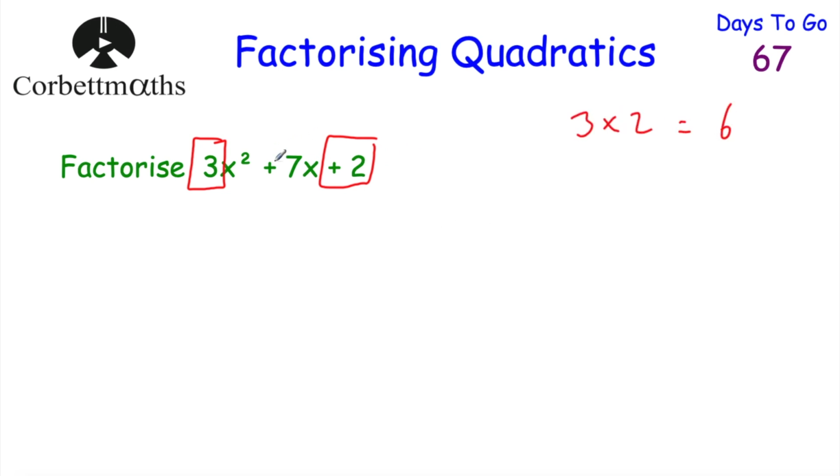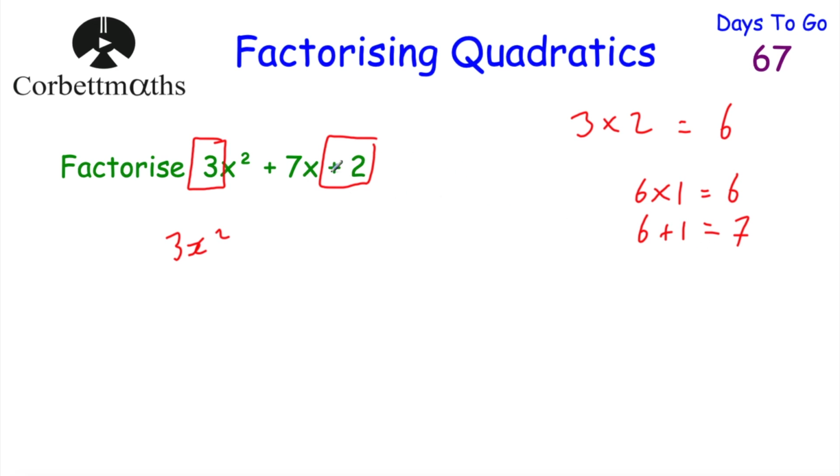Now what we want to do is look at the middle term, and find two numbers that will multiply together to be equal to 6, but add together to be equal to 7. Well, 6 multiplied by 1 is equal to 6, fantastic, and 6 plus 1 is equal to 7. And now we're going to split the 7x into a 6x and an x.